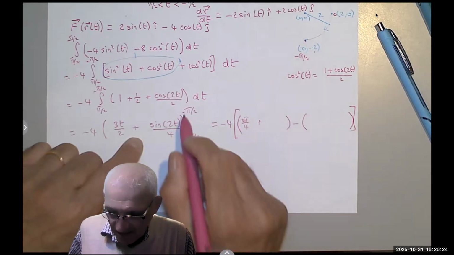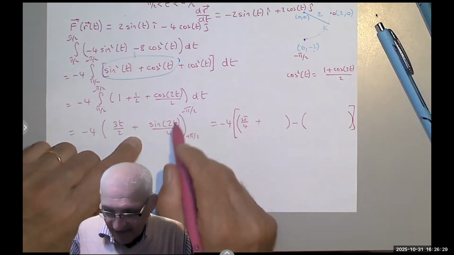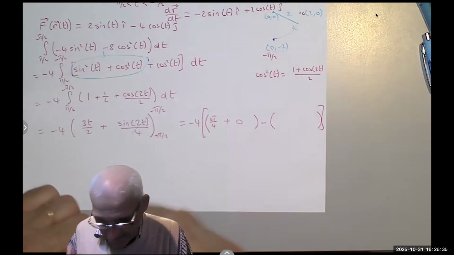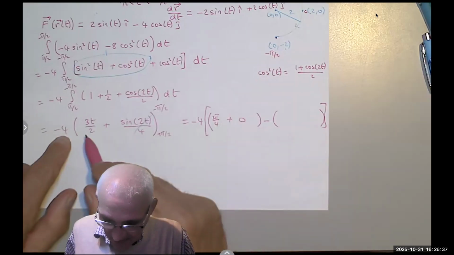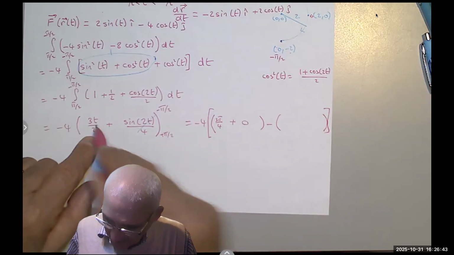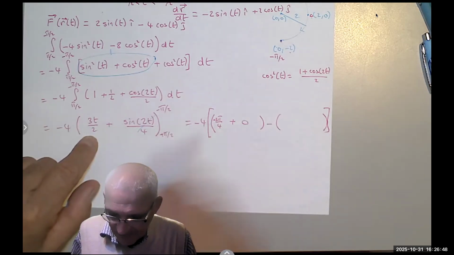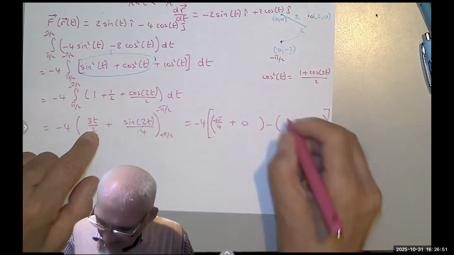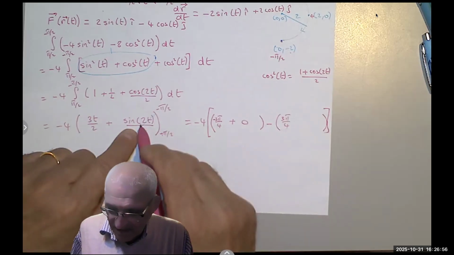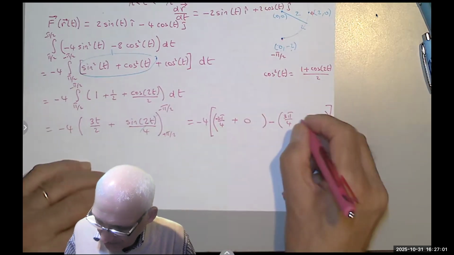plus, if t is negative pi over 2, then 2t would be negative pi, and sine negative pi is 0. So plus 0 minus. I do the t is negative pi over 2. Oh, here, I'm sorry, here it was negative, right? 3, and this is negative pi over 2 over 2. But here it becomes positive, so I get 3 pi over 4. And the sine of pi over 2 times 2 is sine pi, which is also 0, so plus 0.